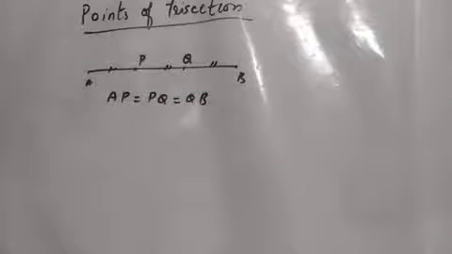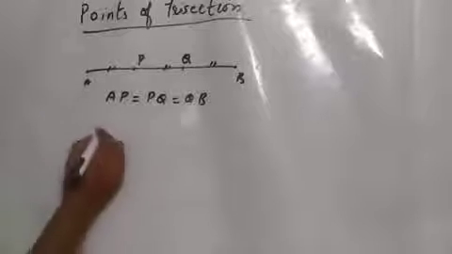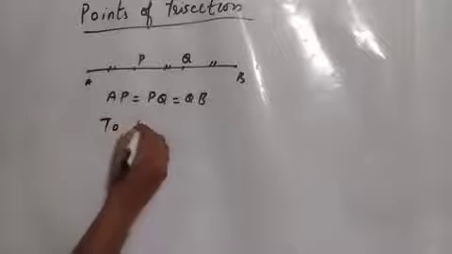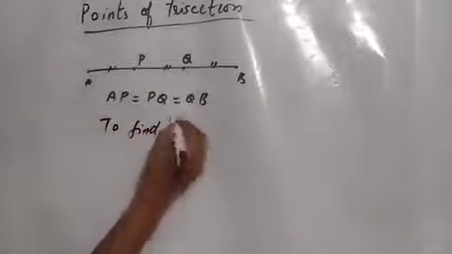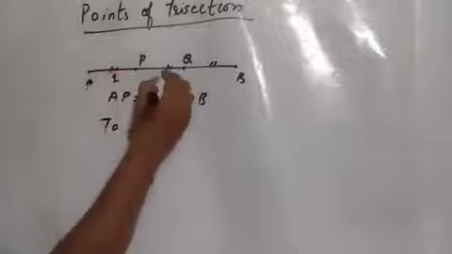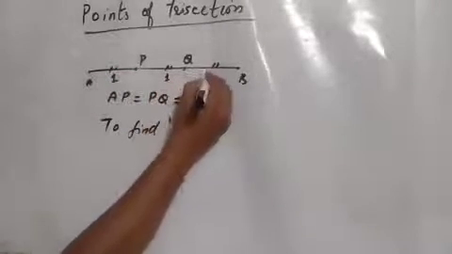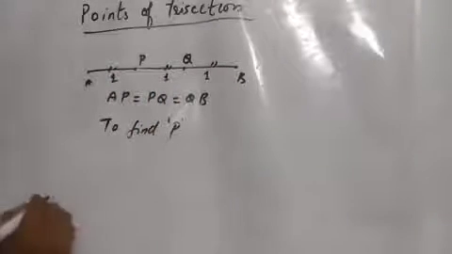Then P and Q are called points of trisection of AB. These two points divide the line segment equally. Okay, so if we have the points of trisection, the ratio will be, to find P, we know that this is one part, this is the other part, and this is the third part. All parts are equal.